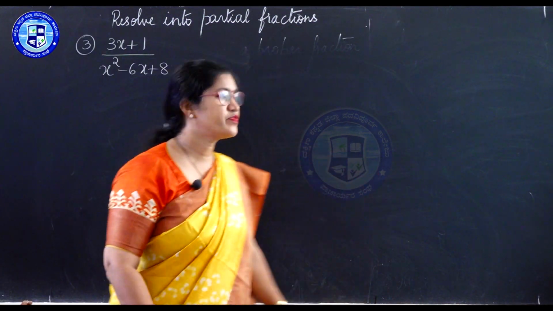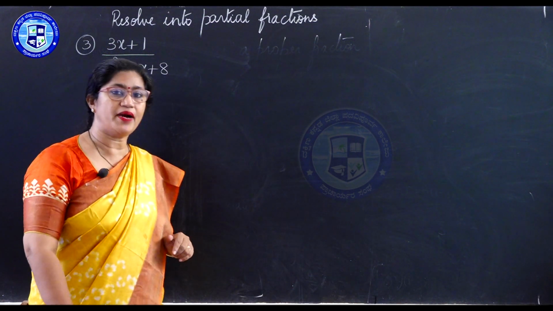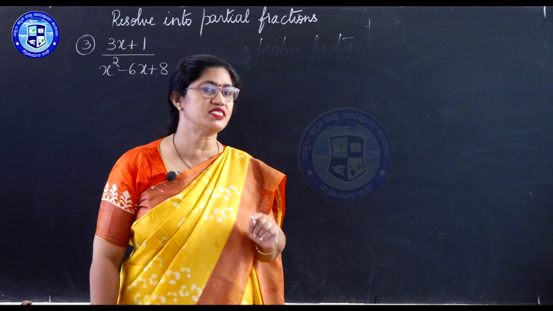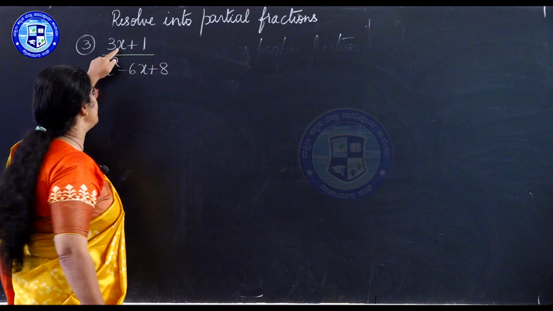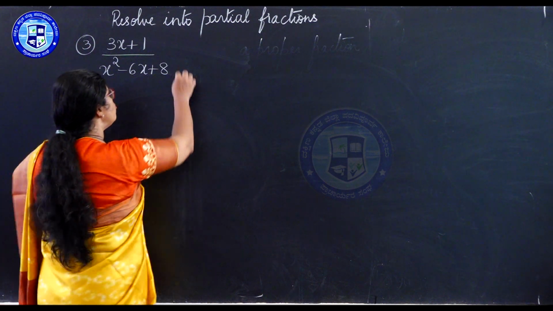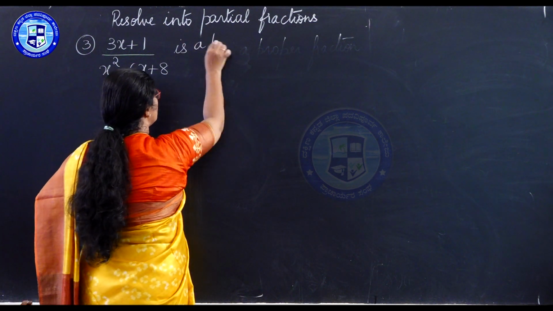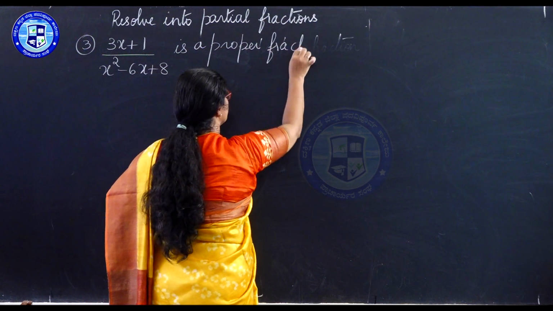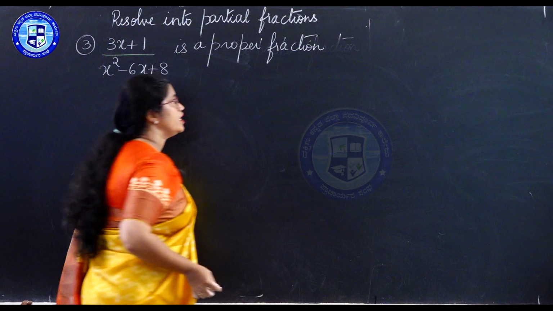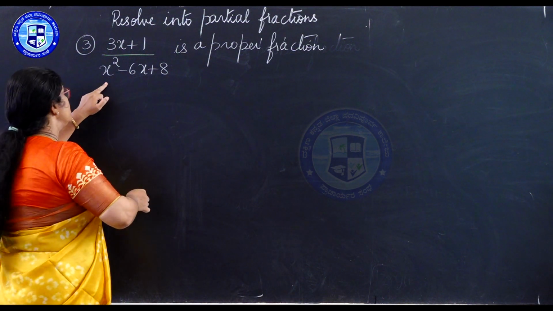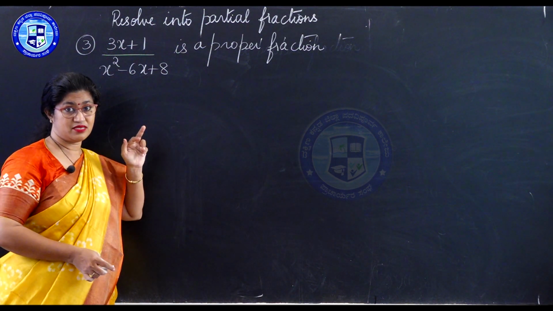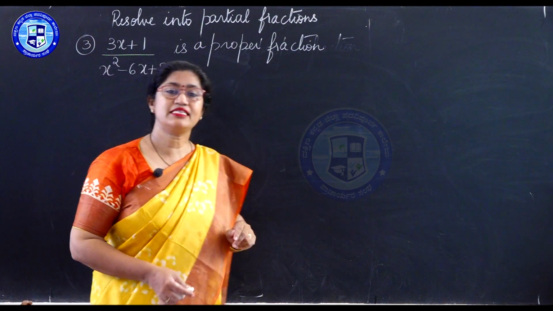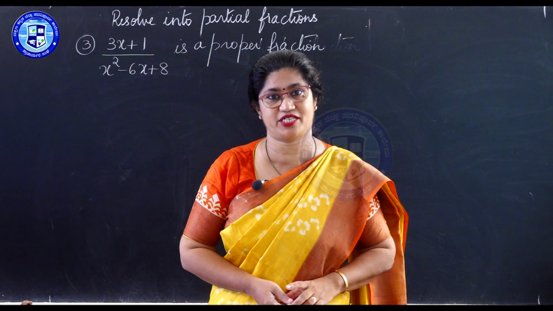Question 3. 3x plus 1 by x square minus 6x plus 8. Again, first part is the same. Degree of the numerator 1, denominator is 2. Therefore, this is a proper fraction. Now, the factors are not repeated, but look at this. This is not linear factors. This is a quadratic equation.